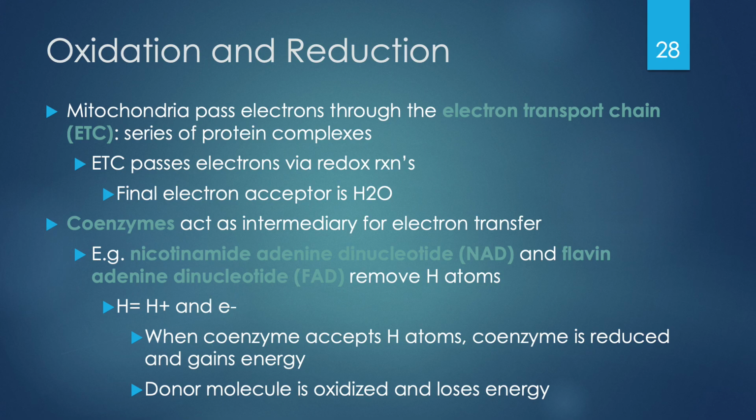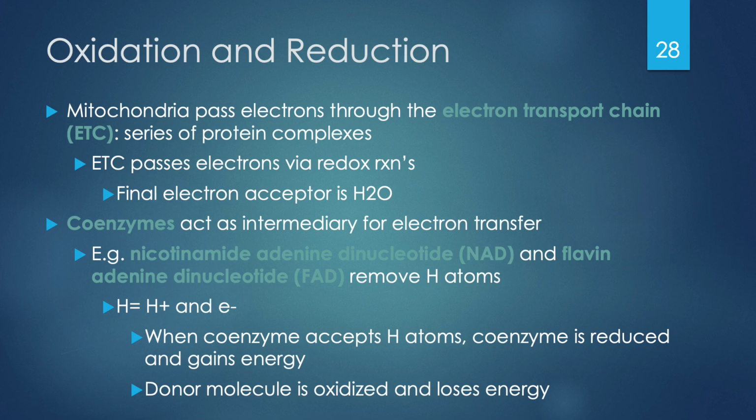So a couple different examples of coenzymes that are going to come up over and over through this chapter are NAD, or nicotinamide adenine dinucleotide, and flavin adenine dinucleotide, which is also called FAD. Both of these will remove hydrogen atoms. And hydrogen in its state is really just a hydrogen proton and an electron, right? So when a coenzyme accepts a hydrogen atom, that coenzyme is now reduced and gains energy.